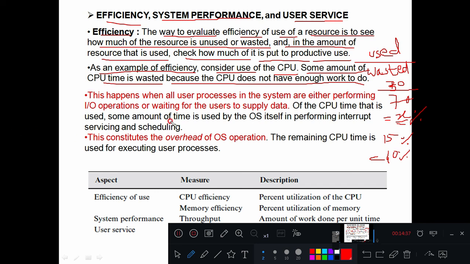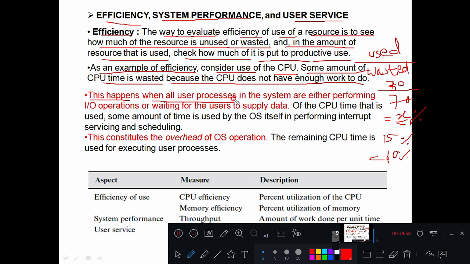So like a human being, none of the devices, or anything in nature, is 100% efficient, right? Next, I am explaining when this CPU time gets wasted.